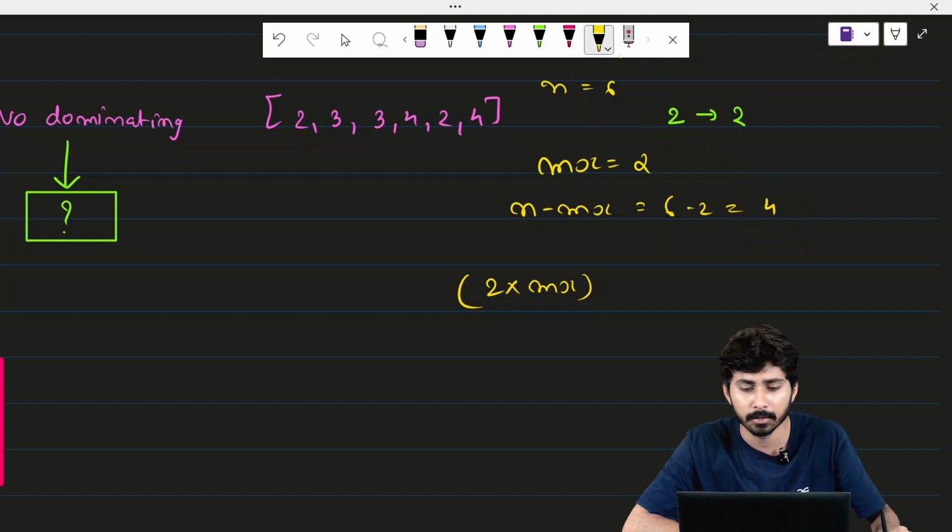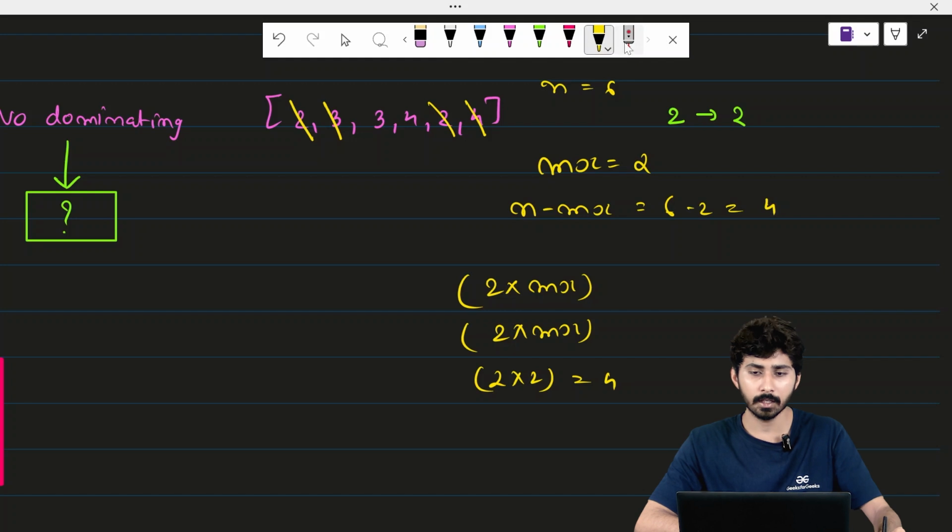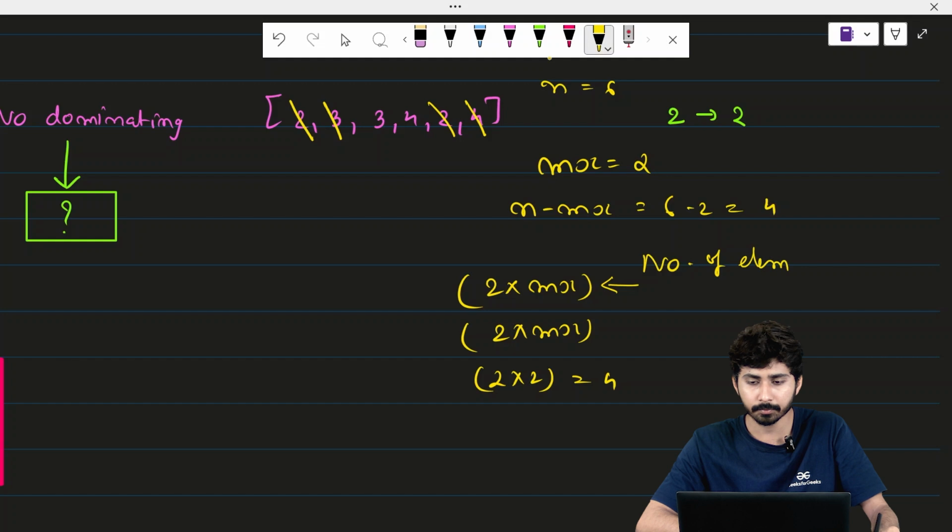I'll get 4 pairs. That is 2 into mx. So you can get 2 into 2, that is what? 4 pairs. You can observe this is one pair. If I'm calling 2 as the dominating number, its frequency is 2, right? So 2 into 3, I'll get 2, 3, and then let's say I'll get 2 and 4. So basically, this number is not the number of pairs. It is the number of elements removed from the array.